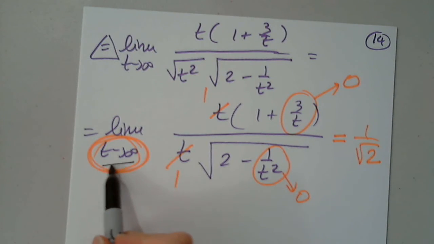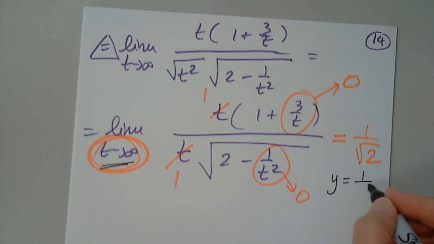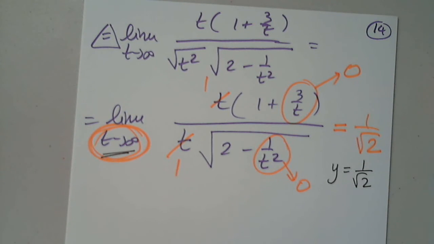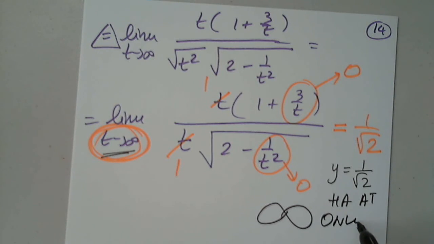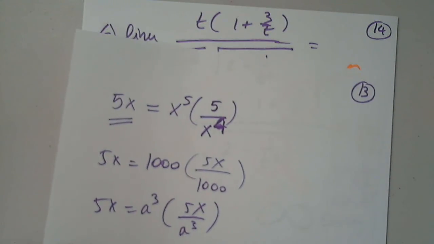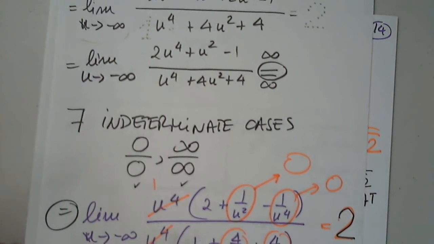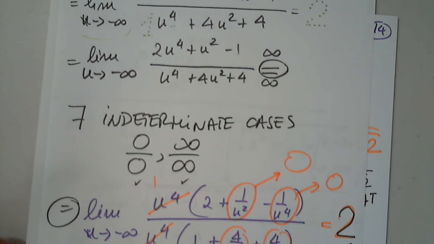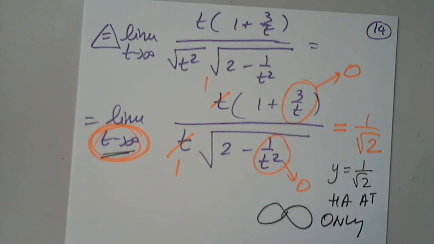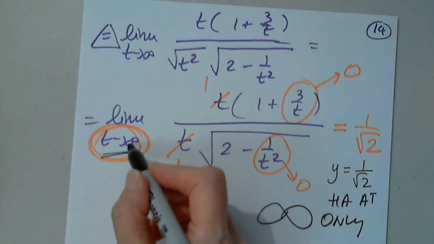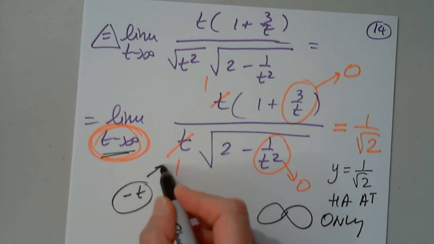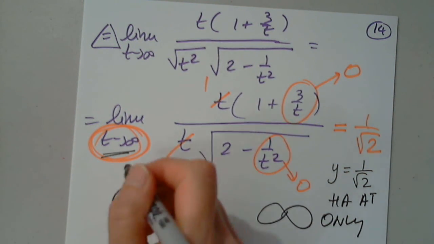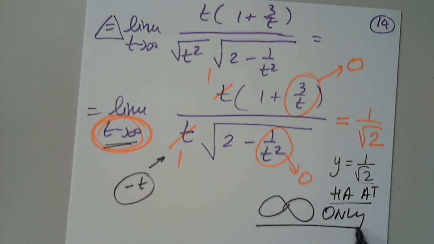And because the approach is infinity, what does y equals 1 over the square root of 2 represent? At infinity only. We use the sign. Here we did not use the sign of negative infinity anywhere. So it's a horizontal asymptote everywhere because this is a pure rational function. But here, I used the sign because otherwise it would have been negative t. Because I use the sign, it has to be at infinity only.